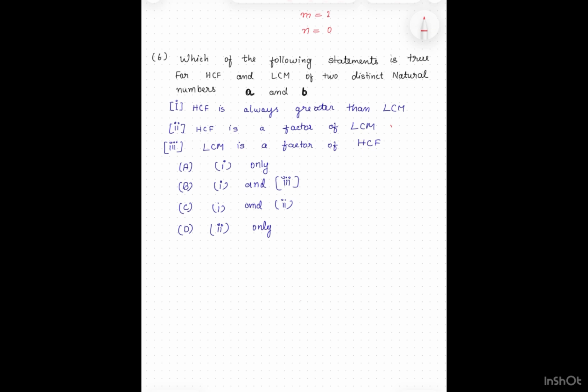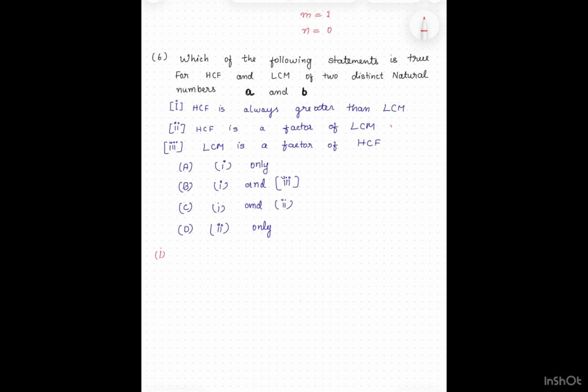Sixth question. Which of the following statements is true for the HCF and LCM of two distinct natural numbers A and B? First, HCF is always greater than LCM. Second, HCF is a factor of LCM. Third, LCM is a factor of HCF. Option A, 1 is only true. B, 1 and 3 are true. C, 1 and 2. D, 2 only. So let's take these three statements.